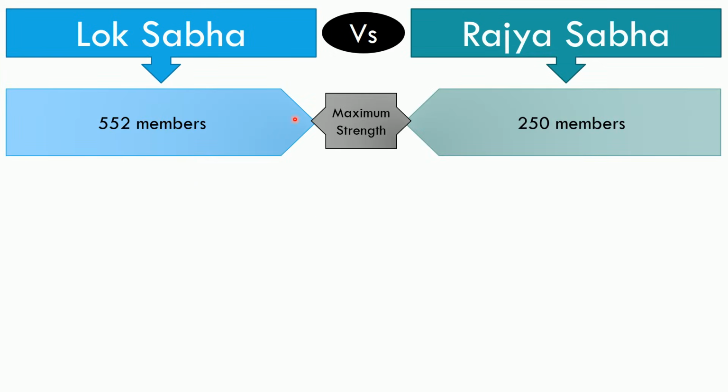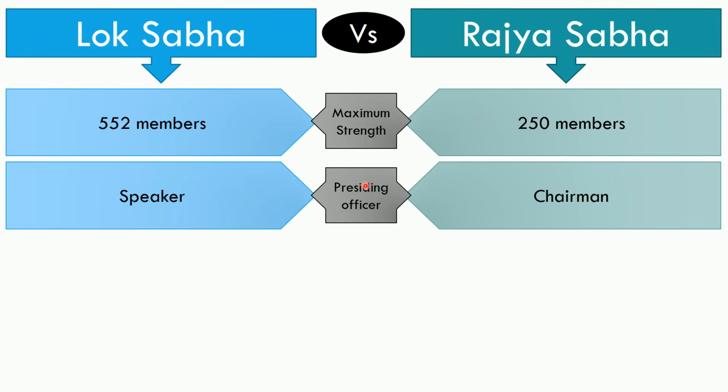Next. The maximum strength of Lok Sabha is 552 members, wherein 530 members represent states, 20 represent union territories, and 2 represent the Anglo-Indian community. On the other hand, the maximum strength of Rajya Sabha is 250 members, out of which 238 members represent states and union territory, while the rest of them are nominated by the President from different fields. The presiding officer in case of Lok Sabha is the Speaker, who is elected amongst the members of the Lok Sabha, as against the presiding officer in case of Rajya Sabha, who is known as Chairman, the Vice President of the country.